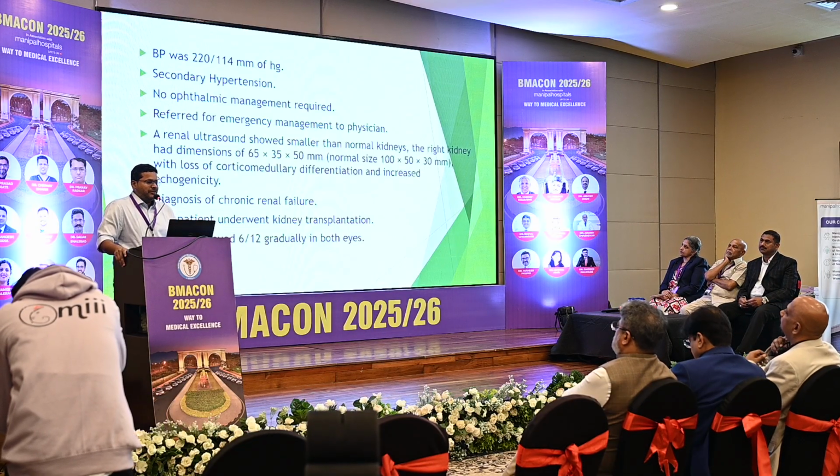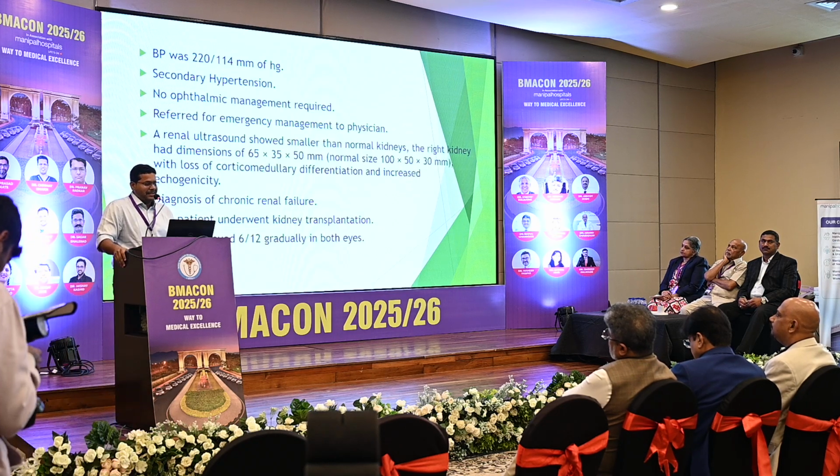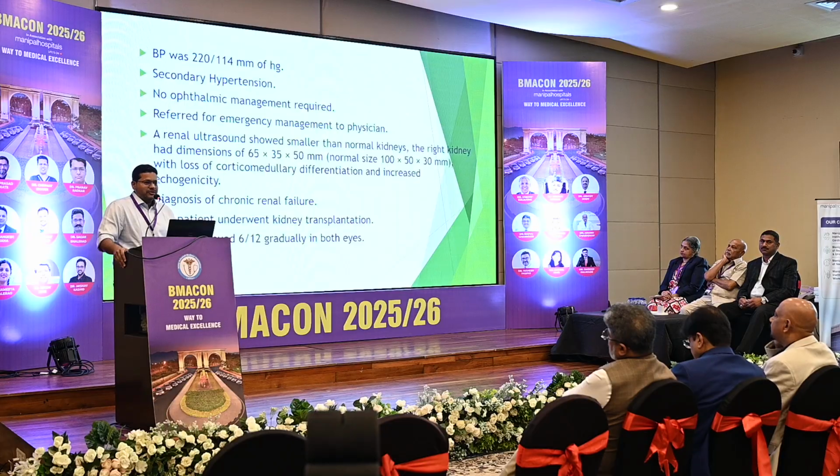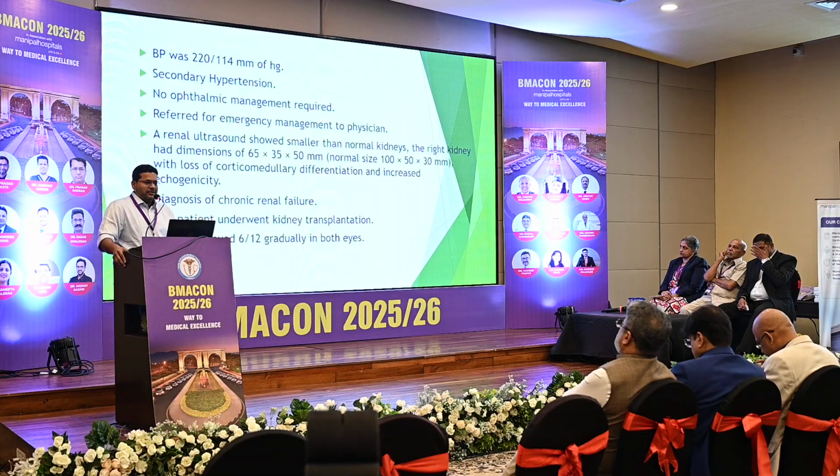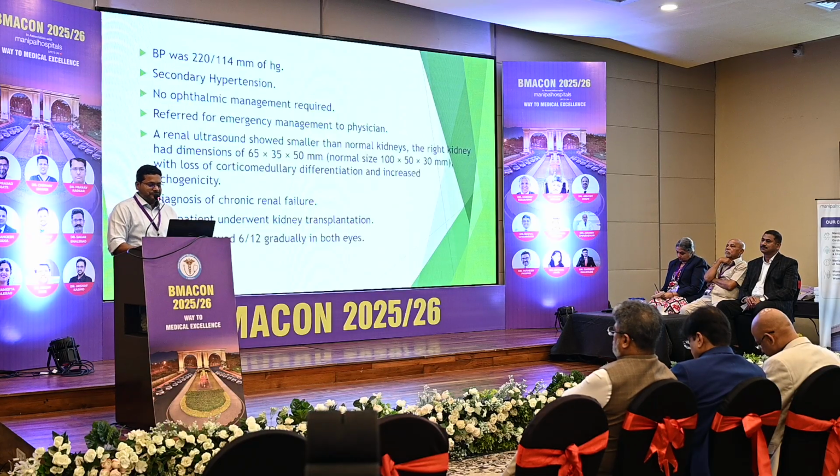So the blood pressure was 220 by 114. So obviously, it is secondary hypertension. There was no ophthalmic management again. All I had to do was refer to a physician, and they did an ultrasound which was showing smaller kidneys than normal, and the diagnosis was chronic renal disease, obviously not treated by me. And the patient went for kidney transplantation, and the vision improved later on without any treatment from my side.